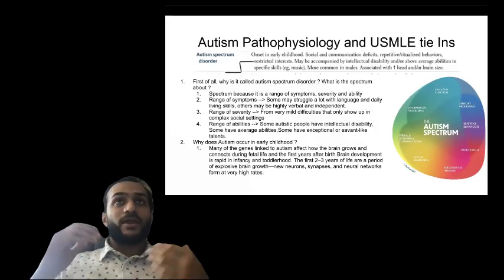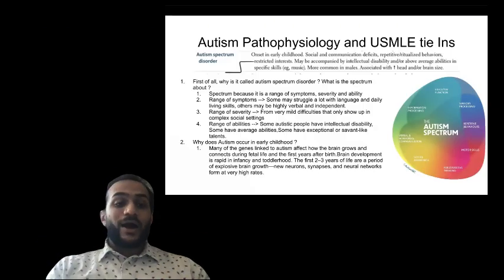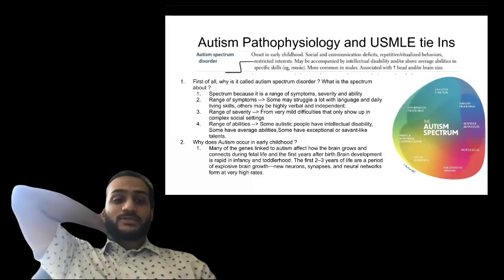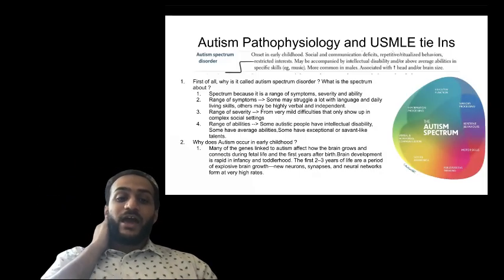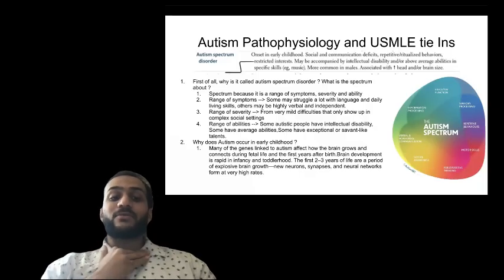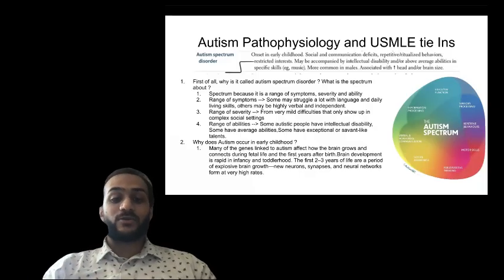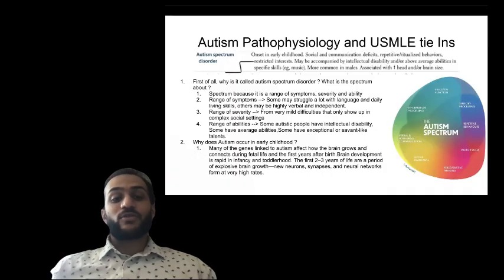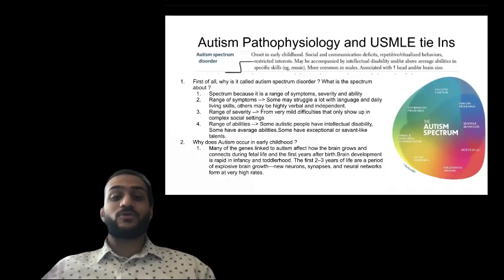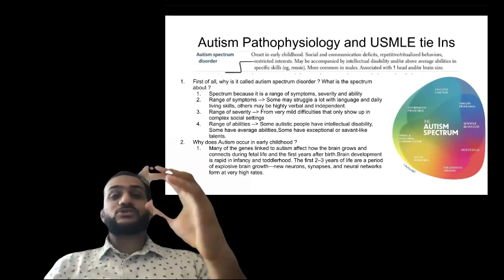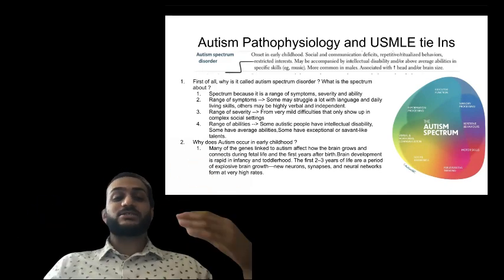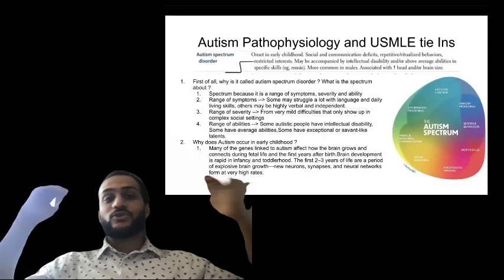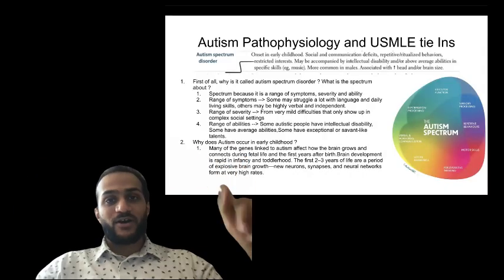So the next point is that it occurs early in childhood. So why does autism occur early in childhood? Many of the genes linked to autism affect how the brain grows and connects in fetal life and the first years after birth. Brain development is rapid in infancy and childhood. In the first 2 to 3 years of life, there's explosive brain growth, with neurons, synapses, and neural networks forming at very high rates. That's a really key reason the genes linked to autism affect how the brain grows. As you know, in the first 2 years the brain is growing at a really fast rate.